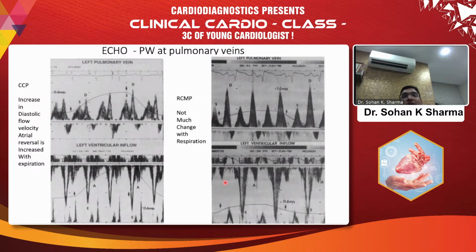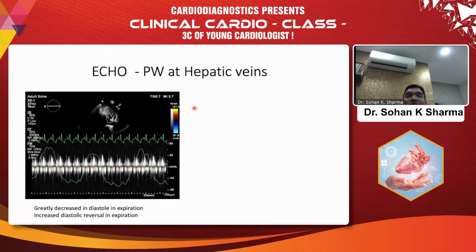This is the pulse wave at the pulmonary vein level. In constrictive pericarditis, there is an increase in the diastolic flow velocities. So there is a diastolic flow velocity increase, and atrial reversal is increased with expiration. While in restrictive cardiomyopathy, there is not much change with respiration. The hepatic vein, we have discussed in our case. There is a hepatic vein flow reversal.